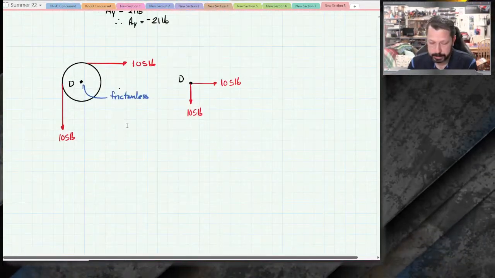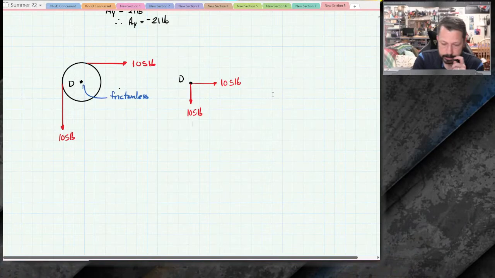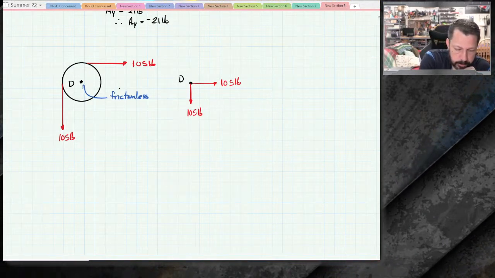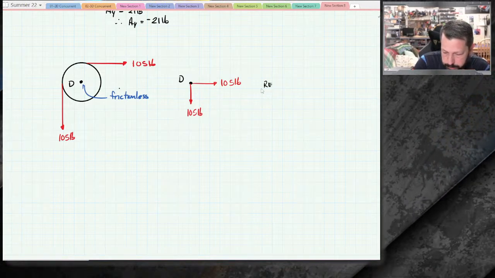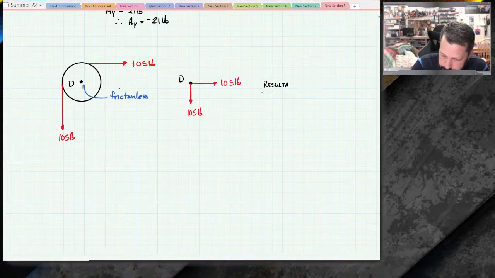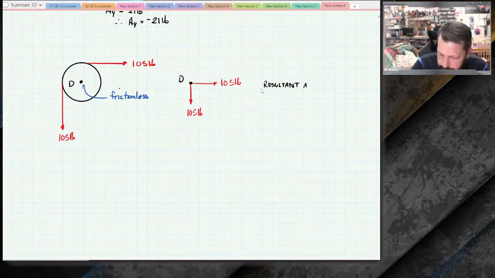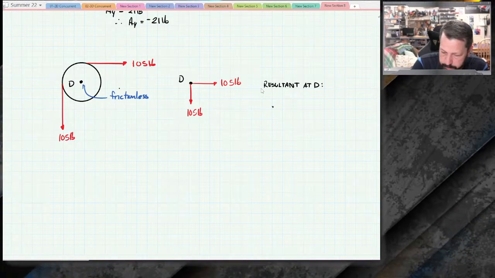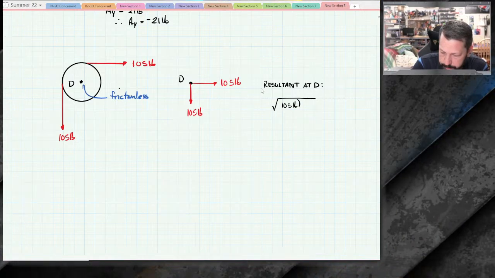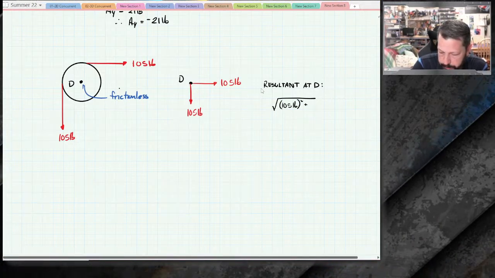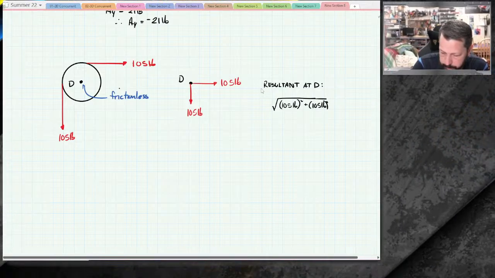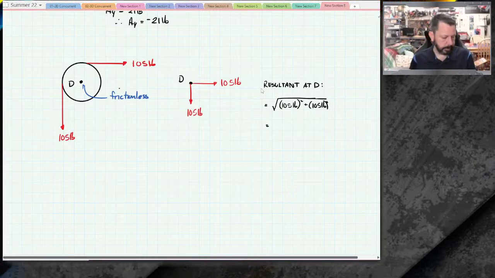But here it certainly will help us, because what we want to know is what's the resultant force on the pin at D. So resultant at D. In this case, they're both 105 pounds because they're both the cable forces. Let's see what that equals.